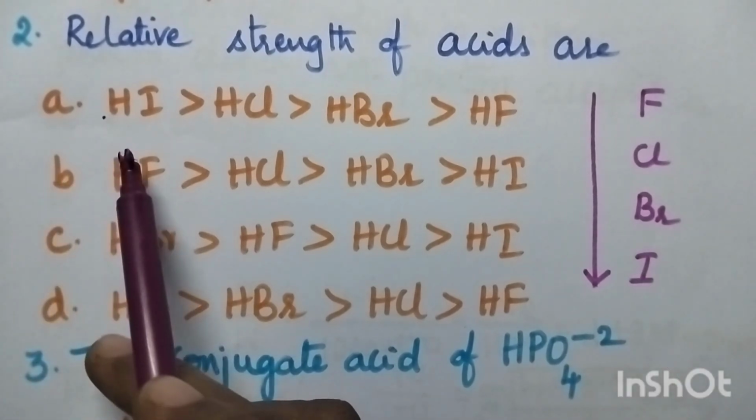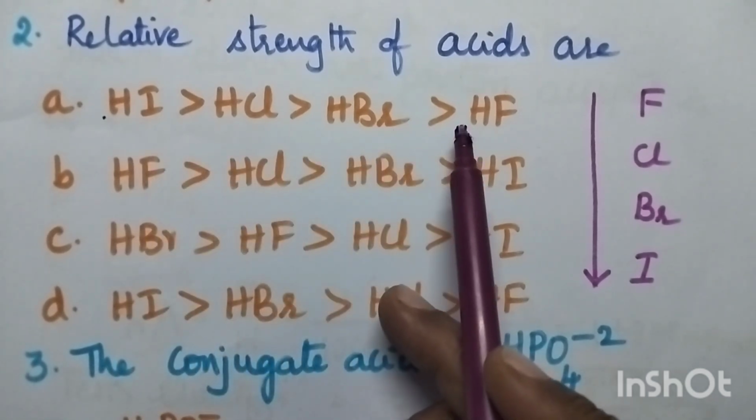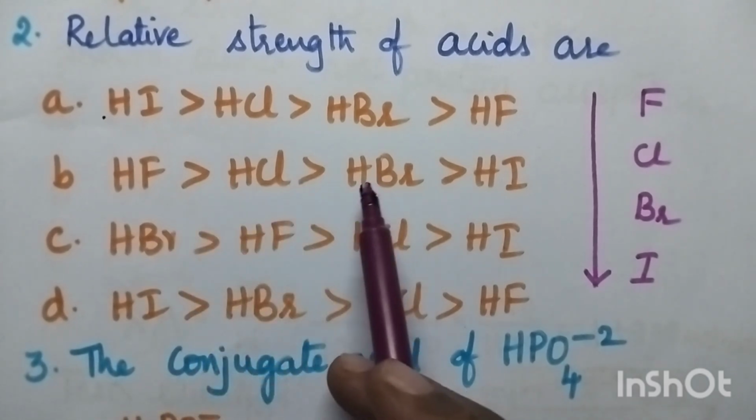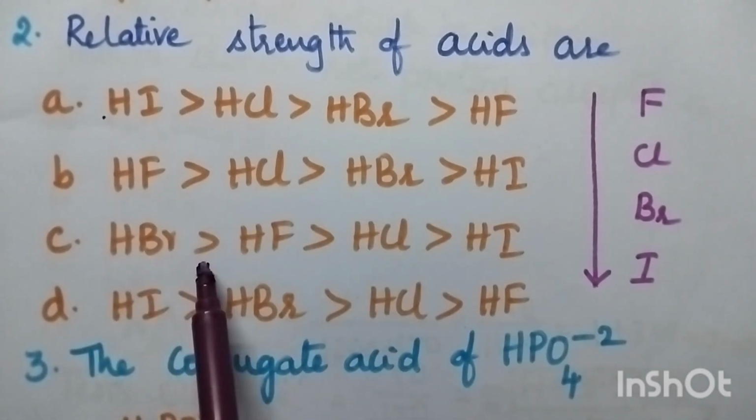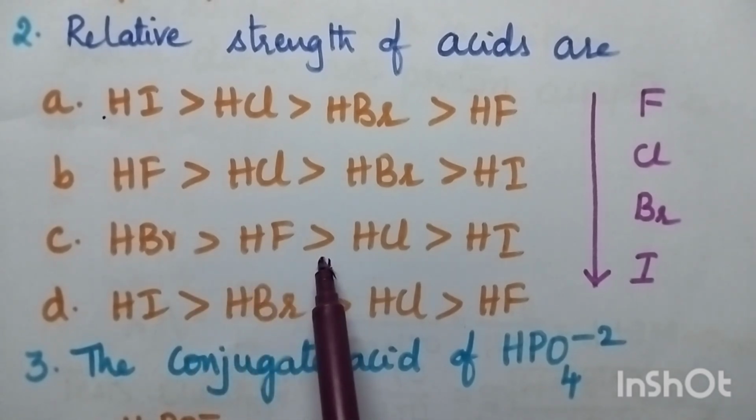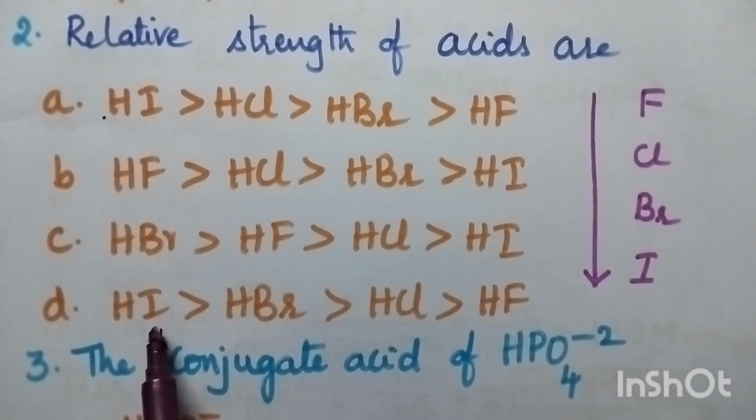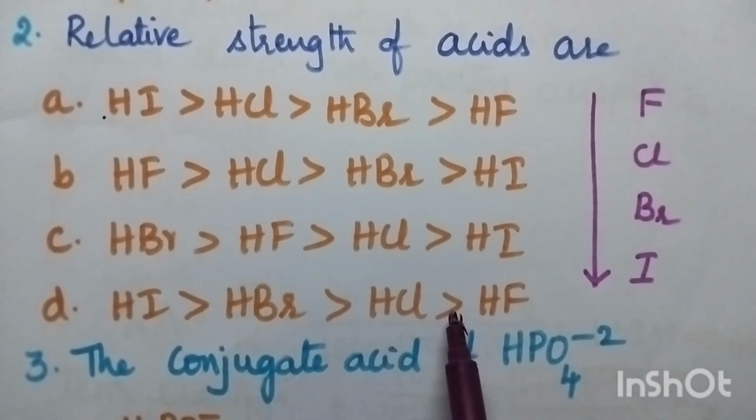Option A, HI is greater than HCl greater than HBr greater than HF. Option B, HF greater than HCl greater than HBr greater than HI. Option C, HBr greater than HF greater than HCl greater than HI. Option D, HI greater than HBr greater than HCl greater than HF.